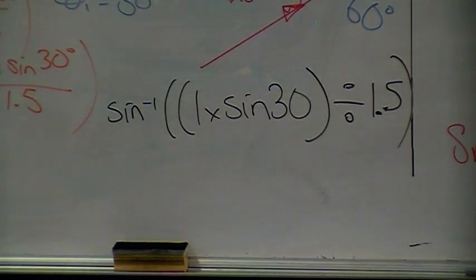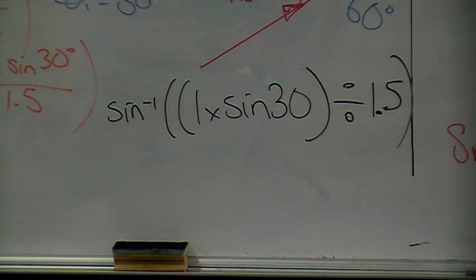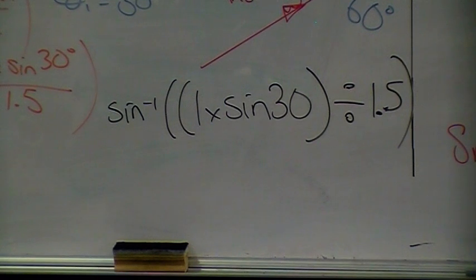How do you put it in degrees? Go shift menu, go down to the angle setting and choose degrees. Very tricky. You can't just push and choose it.